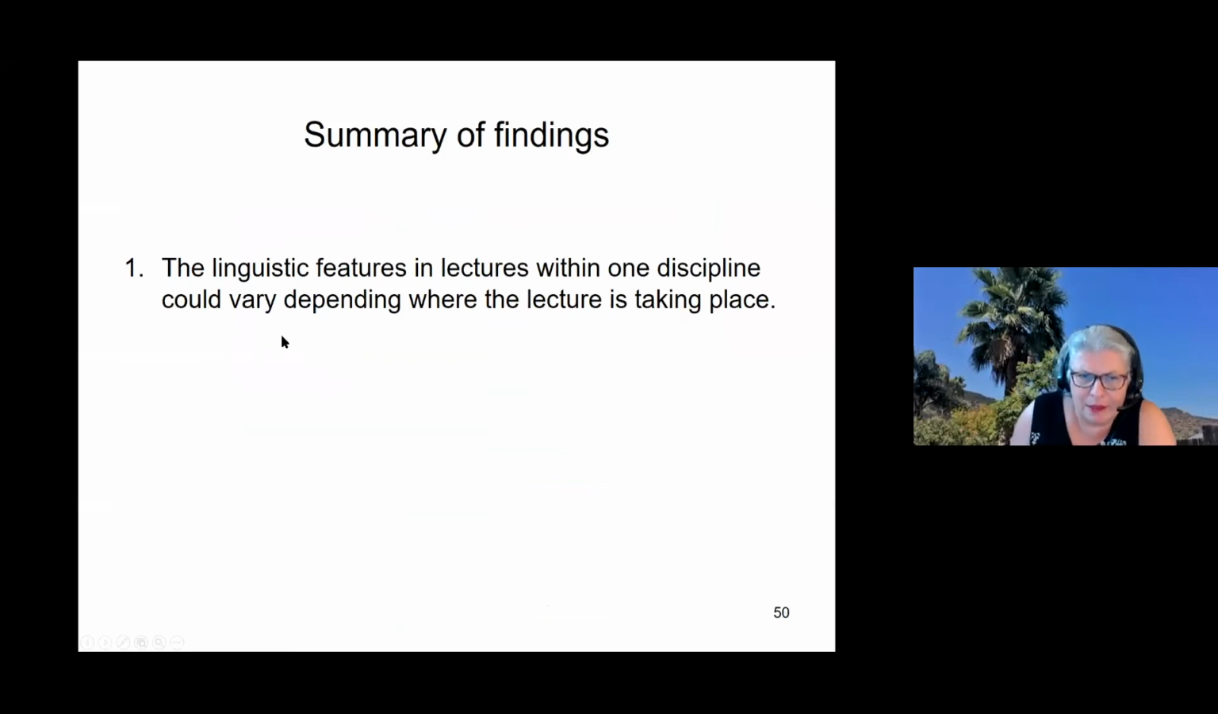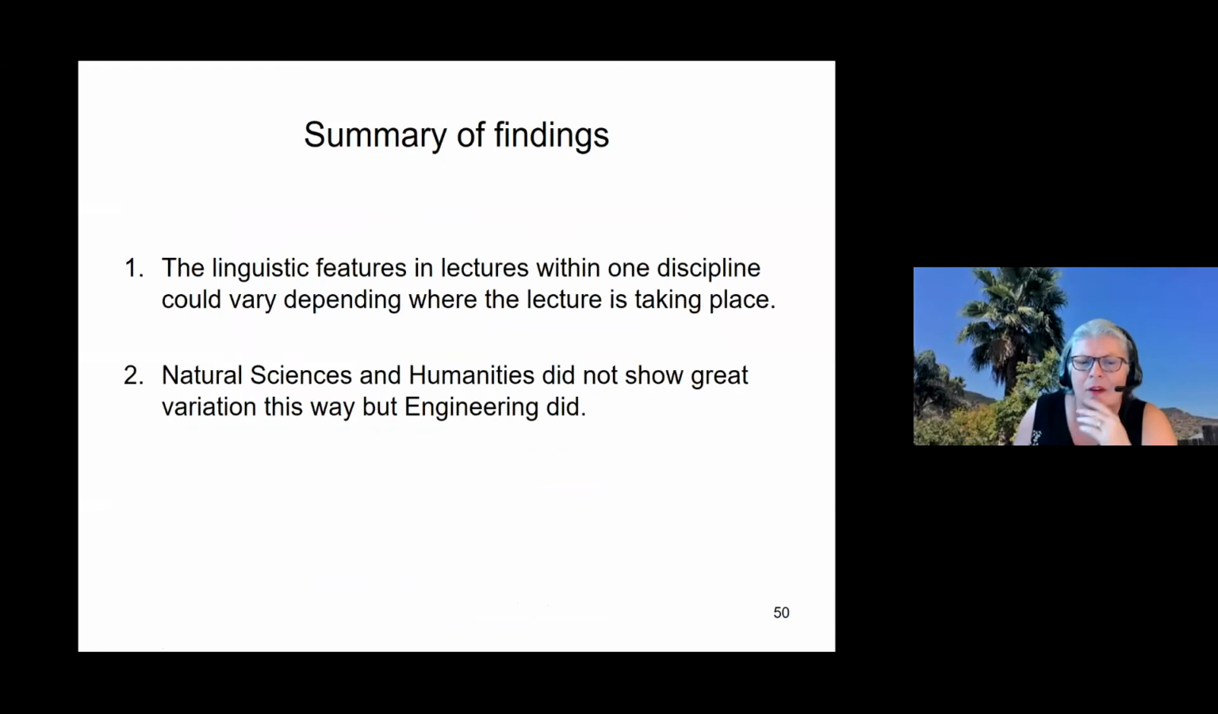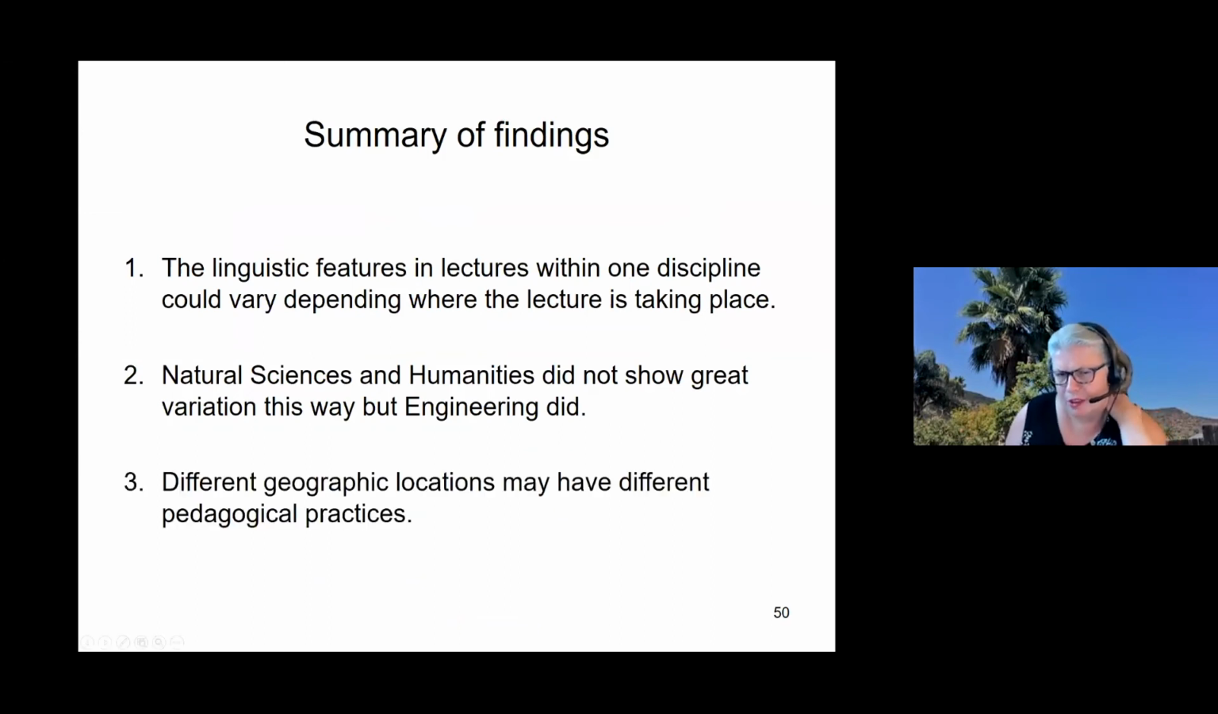Now, what does that mean? Well, that means that the linguistic features in lectures within one discipline could vary depending on where the lecture is taking place. We have seen that. Natural sciences and humanities did not change much, but engineering did. So what is it about that discipline that makes that contextual difference? Because different geographic locations may have different pedagogical practices. That might be the reason, actually. So that was a very interesting finding.